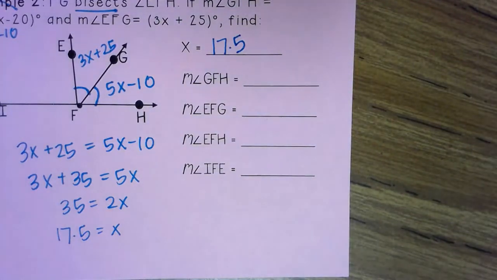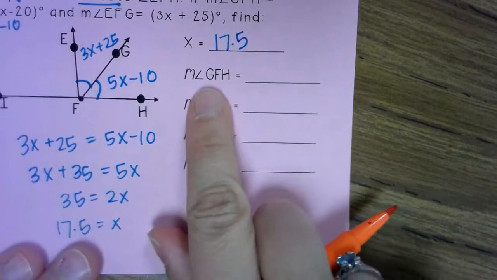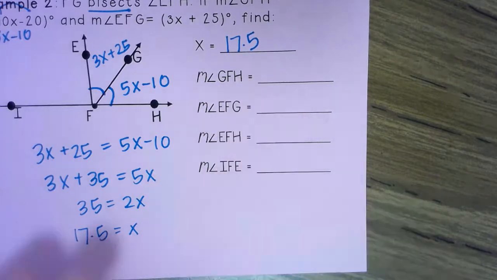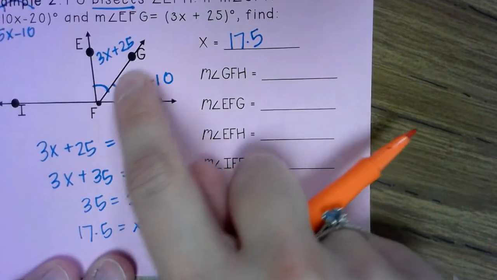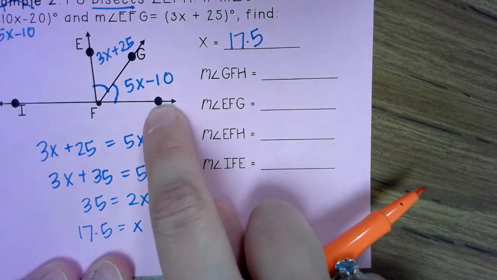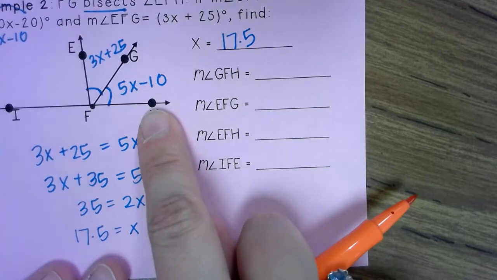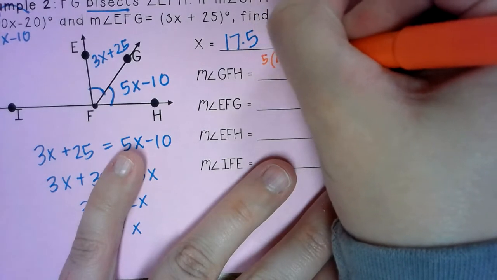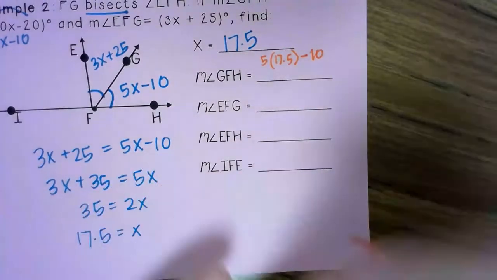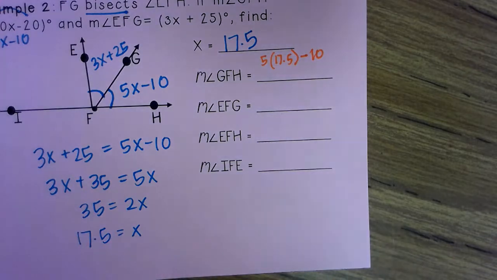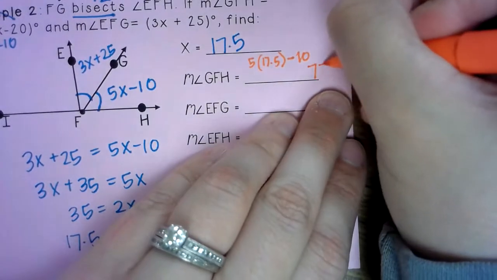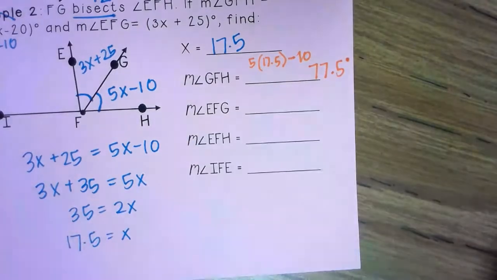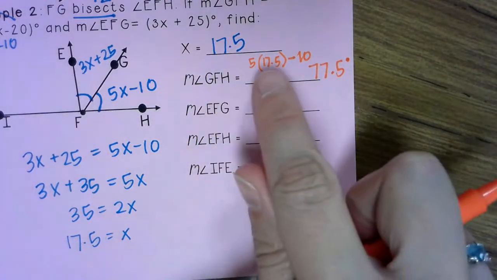All right. Again, I like this flip book because everything's laid out for me, ready to go. I need to find the measure of angle GFH. So angle GFH, that's 5x minus 10. So that's going to be 5x minus 10. I can type that in my calculator, and I get 77.5 degrees.